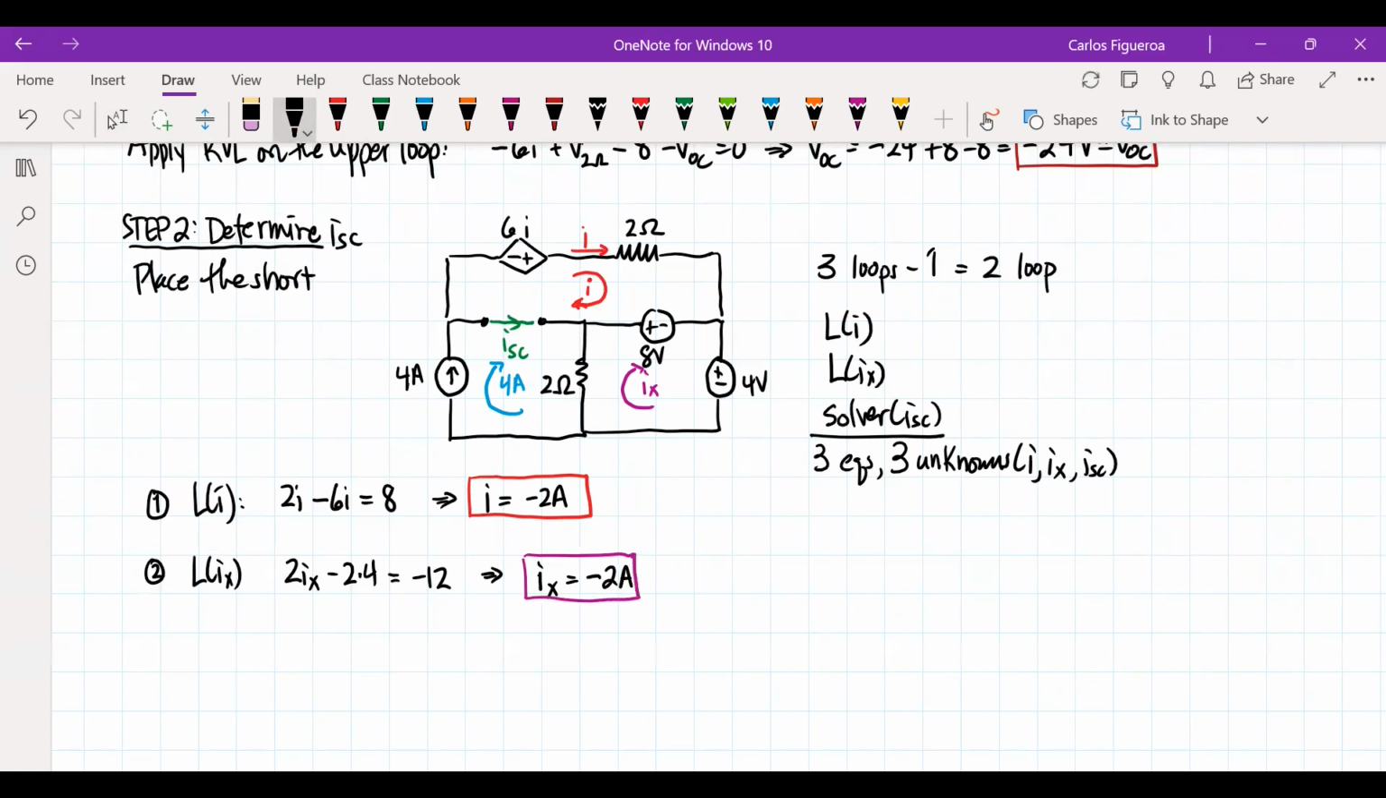And then finally, I have my third equation, my solver for I short circuit, and you can see that it has to include loop I and the 4 amp source here. So the 4 amp goes with I short circuit, so it should be 4 minus I, and that has to equal I short circuit, but I know what I is, and so I is minus 2, so then this tells me that I short circuit is going to be plus 6 amps.